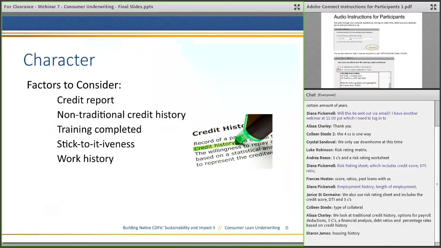The next thing is character, and factors to consider include the credit report. So what is their credit score? Any non-traditional credit history they may have, any trainings or financial education they've received through your organization or perhaps others in your local area, their work history, different things like that. You want to make sure the application matches the information you're able to verify, like employment, debt payments, and contact information.